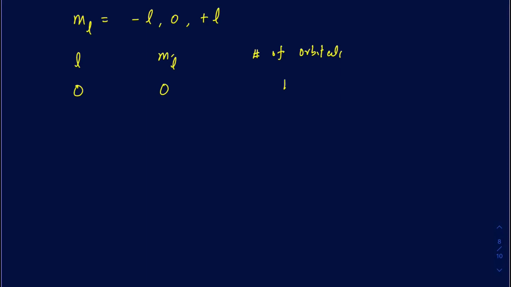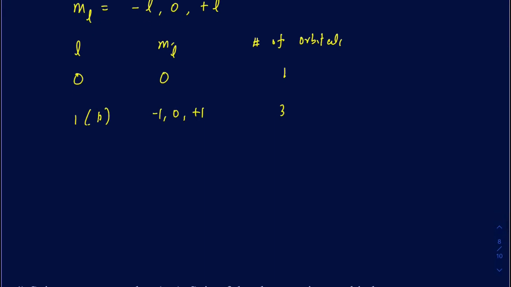What about if you have a value of L of 1? When the value of L is 1, you are in the p subshell. So it's going to be minus 1, 0, and plus 1. Then you have 3 values in there, so that means there are 3 orbitals in the p subshell. So that's the information you get in here.